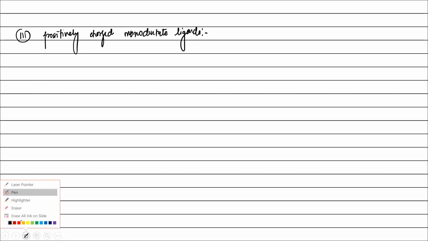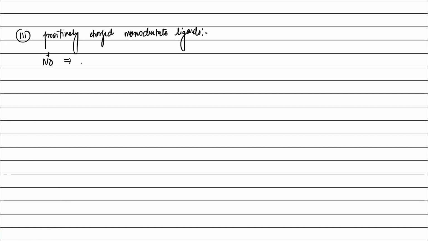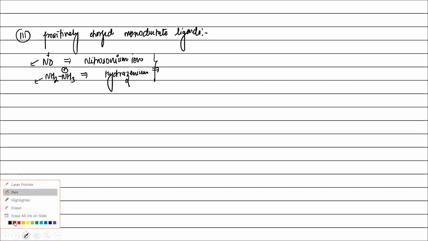There are very few examples of positively charged monodentate ligands. One of the most common is NO+, the nitrosonium ion. Another is NH2NH3+. This is called the hydrazinium ion. It is also an example of a positively charged monodentate ligand. Here the donor atom is nitrogen. These are the common examples of positively charged monodentate ligands.